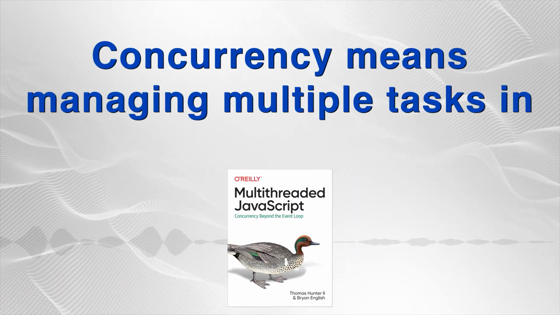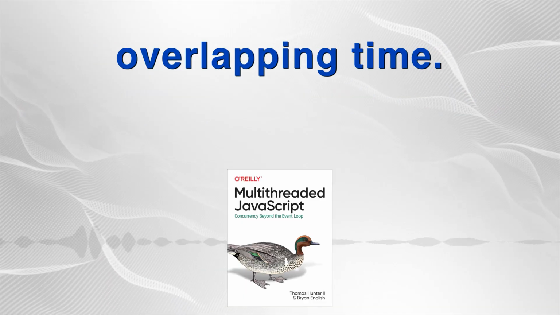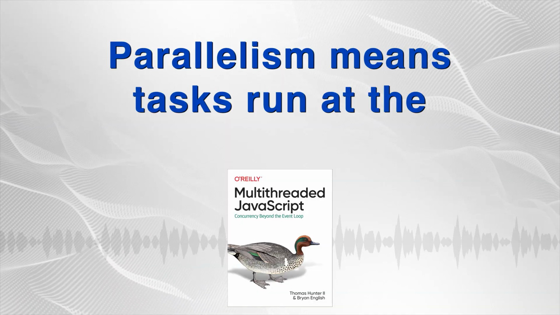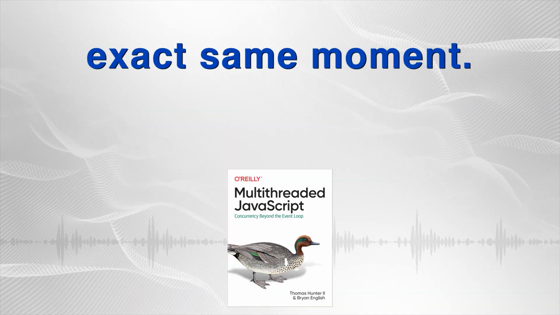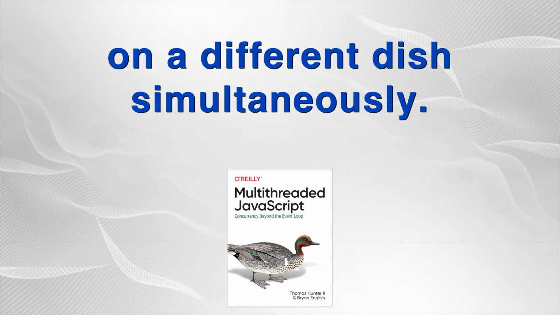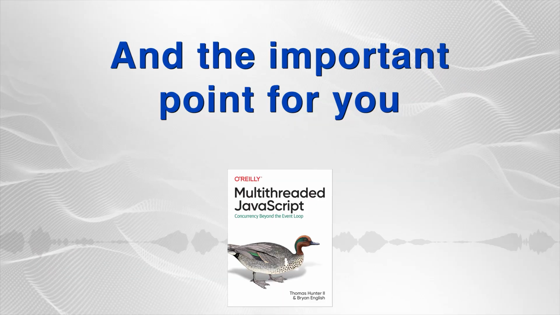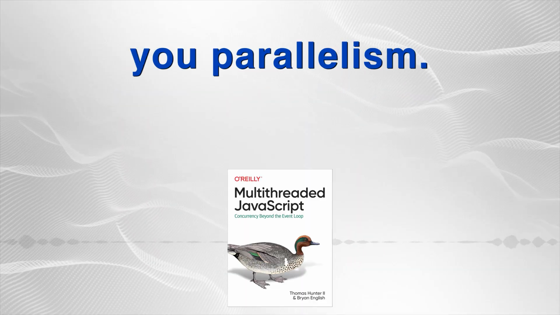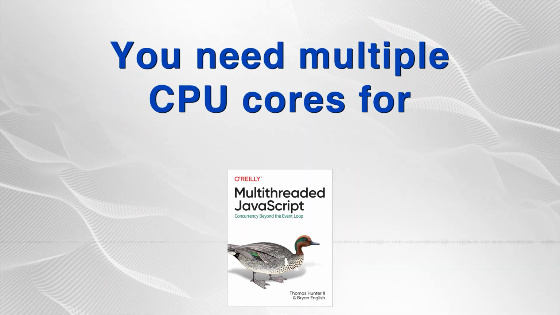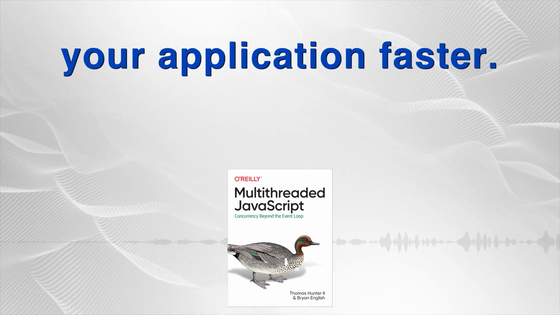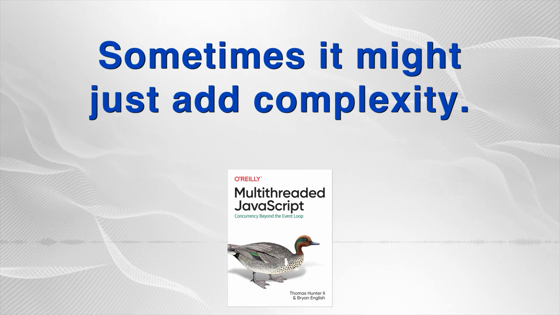It is. Concurrency means managing multiple tasks in overlapping time, like one cook handling several dishes, switching quickly. Parallelism means tasks run at the exact same moment, like having many cooks, each working on a different dish simultaneously. And the important point for you is, threads do not automatically give you parallelism. You need multiple CPU cores for that. So you always need to measure. Check if using threads actually makes your application faster. Sometimes it might just add complexity.